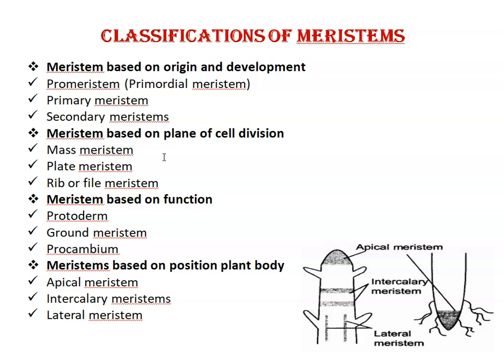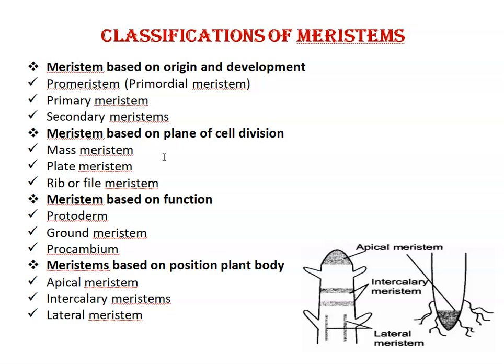Third is meristem based on function. Based on function, meristem is of three types: protoderm, ground meristem, and procambium. Protoderm are the outermost meristematic cells and form epidermis and the epidermal tissue system. Ground meristem forms cortex, hypodermis, endodermis, pericycle, and pith. And the third is procambium. They are the innermost meristematic cells and form primary and secondary vascular tissues.